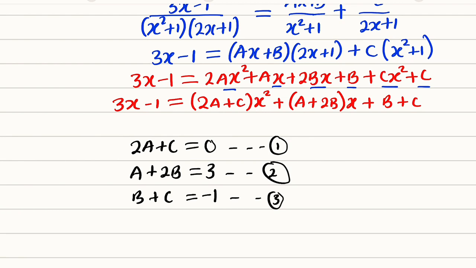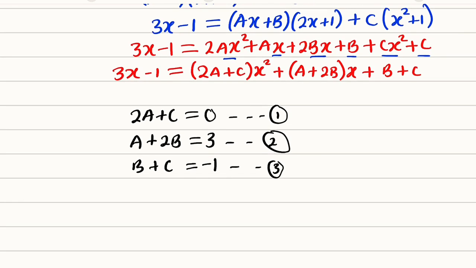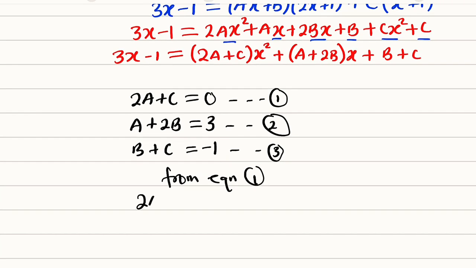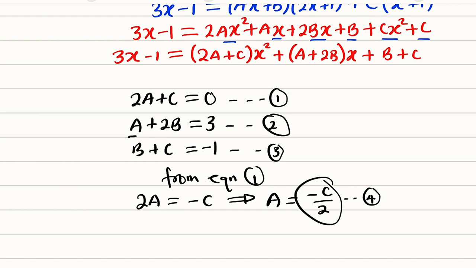Now let me use this first equation to make a the subject. From equation 1, we have 2a equals -c if c crosses over, and a will be equal to -c divided by 2. And I can call this one equation number 4. Now we can plug equation 4 into equation 2 because we have a here and a is equal to -c divided by 2.